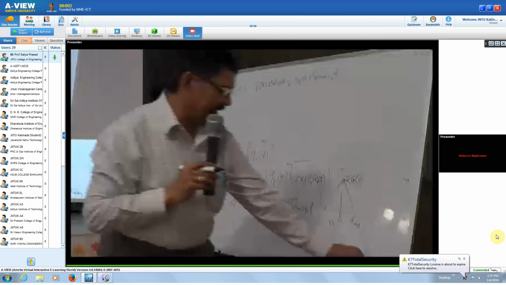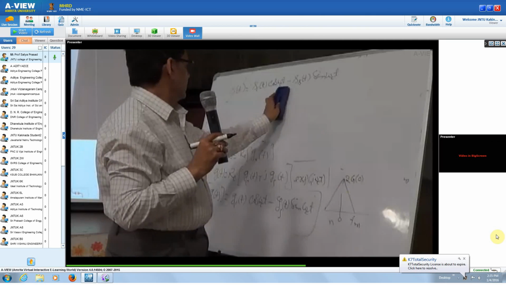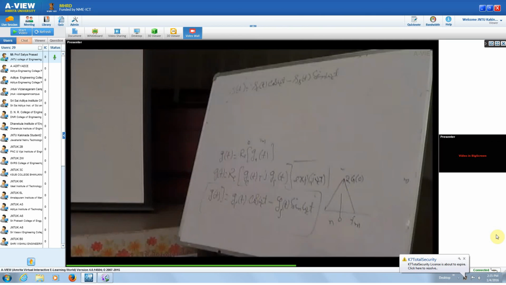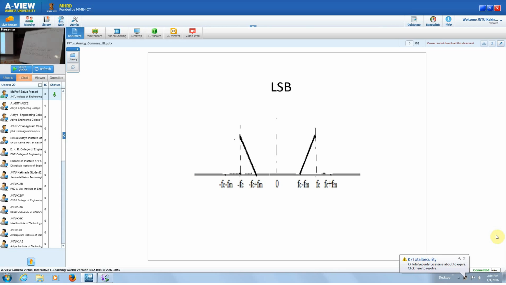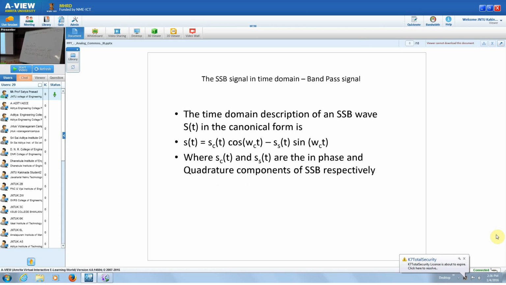Therefore, what will be our Sc of t and Ss of t? How to get these signals? Sc of t and Ss of t. So that's what we are representing, the time domain signal as Sc of t cos omega ct minus Ss of t sin omega ct, where Sc of t and Ss of t are the in phase and quadrature phase signals of your band pass signal.